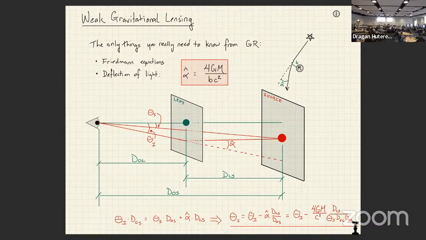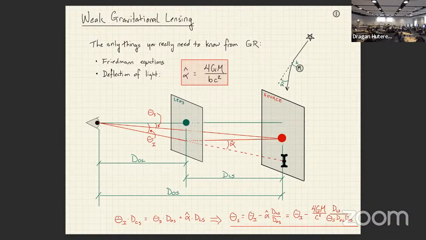And this thing over here is what we would call the apparent deflection, right? So alpha hat times DLS over DOS is how far it looks like the thing moves, which is not the same as the angle that the photon was actually bent. All right, so that's where we start, and then we're just going to make this more complicated all the time.